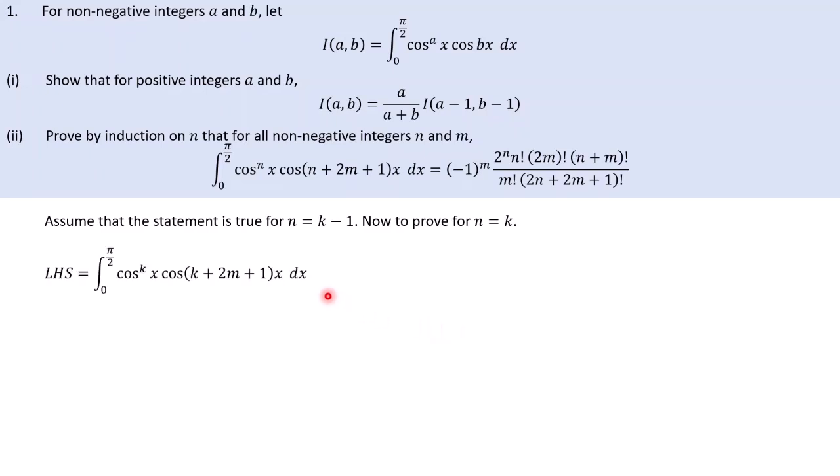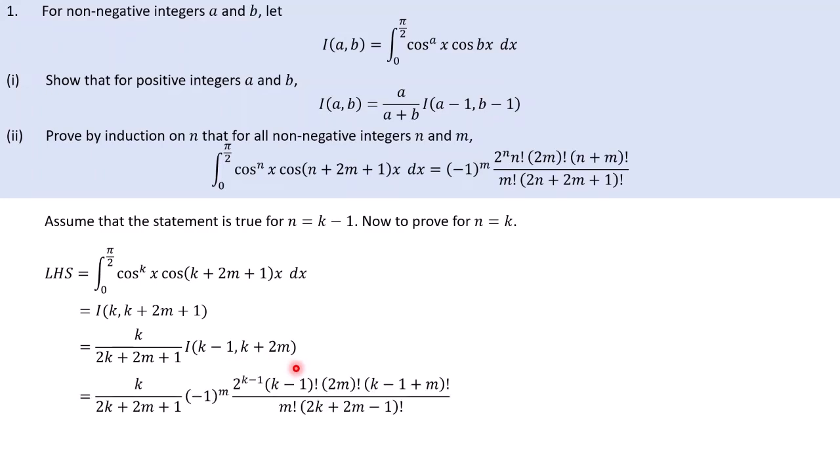For n equals k, we write down the left hand side, and then we realize that we probably want to apply part 1 in some way. We notice that this can be written in the I formulation as I of k and 2k plus 2m plus 1. And by using part 1, we get a over a plus b, so this is k over 2k plus 2m plus 1. And then reduce the terms by 1, so k minus 1 and k plus 2m. Now, this is where we use the induction hypothesis.